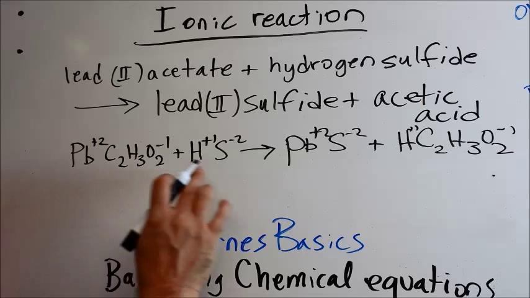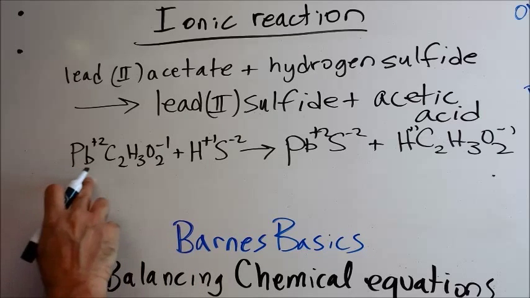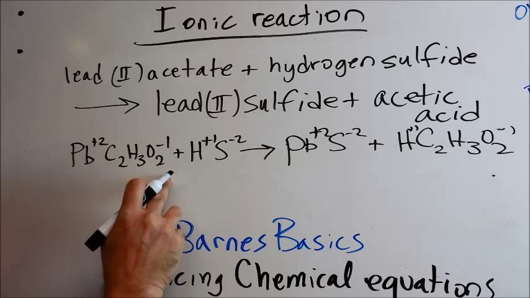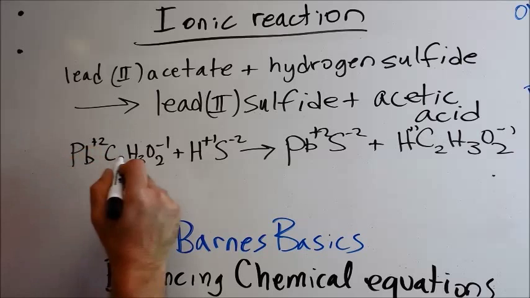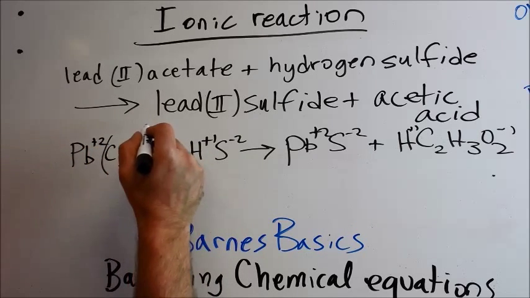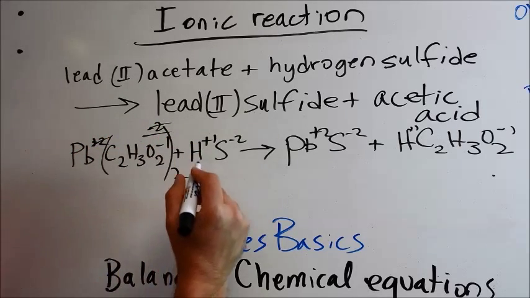Let's go through and balance each one of these individual chemical reactions before we balance the overall equation. There are two lead. Lead has +2 charge and acetate has -1. So to get a -2 to cancel this +2, we would put this in parentheses. 2 times -1 is -2. That cancels with the +2.